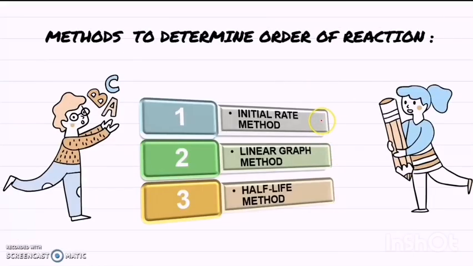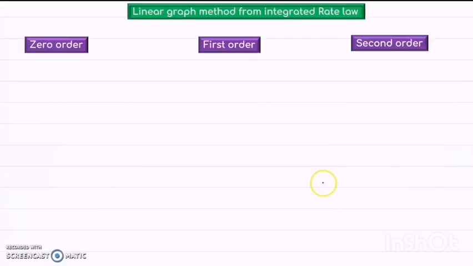Alright, next we will look at some methods to determine order of reaction. We will have 3 methods to determine order of reaction. The first one is the initial rate method. The second one is the linear graph method. The third one is the half-life method.